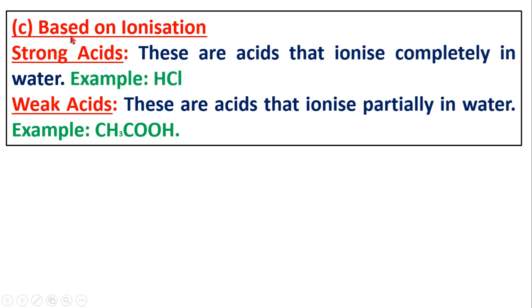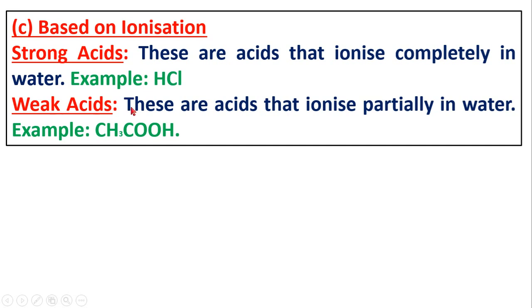C. The third one, based on ionization. It is classified into strong acids and weak acids. Strong acids are acids that ionize completely in water. For example, hydrochloric acid, HCl. It splits into H plus and Cl minus. This H plus is completely ionized in water, so it is an example of strong acids.